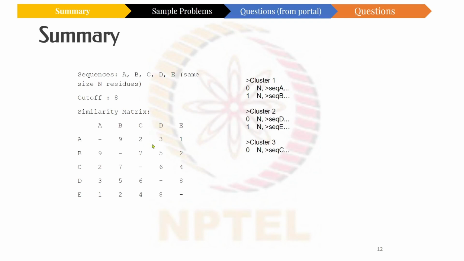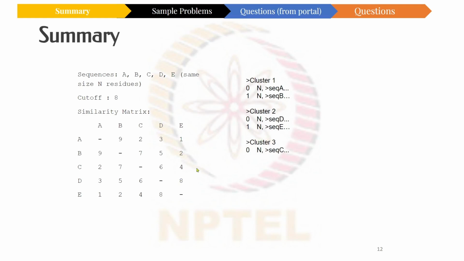Next, we check if there is any other sequence that has more similarity than the cutoff. When we see C, D, E, they are less than the cutoff values. Similarly, C, D, E for B have values of 7, 5, 2 only. Then we take up C. Since C doesn't share any similarity beyond the threshold cutoff, C has been made into a separate cluster.